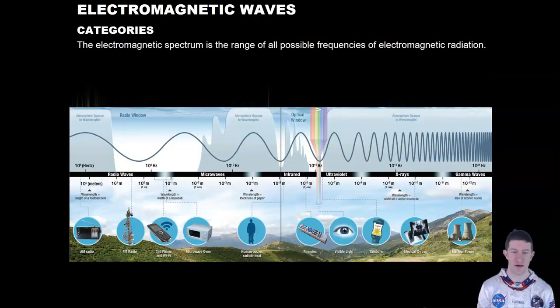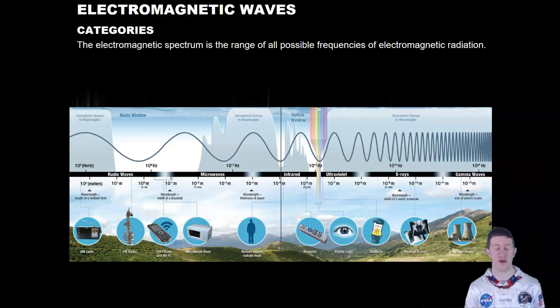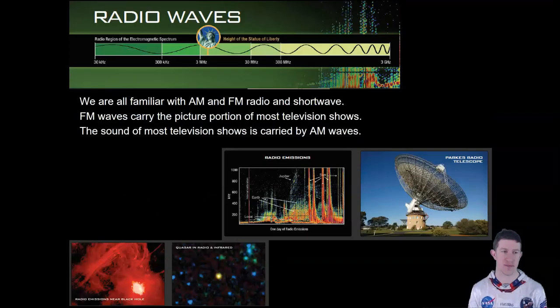So this is a representation of the full electromagnetic spectrum. This is all the possible frequencies that we can have, or at least that we know of, all the way down from your radio waves up to your gamma rays. And there's a list of some basic examples of things that use those kind of spectrums, and we'll talk about that in a little bit more detail.